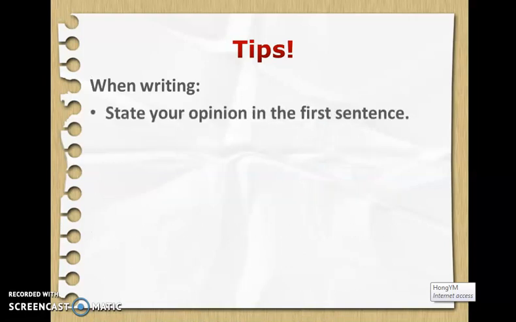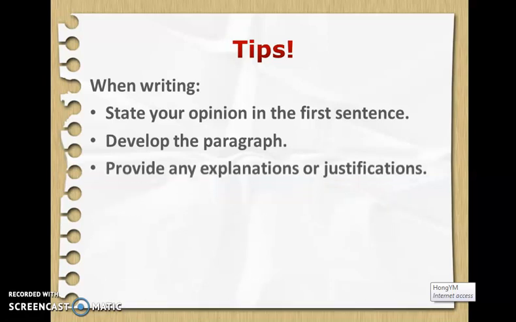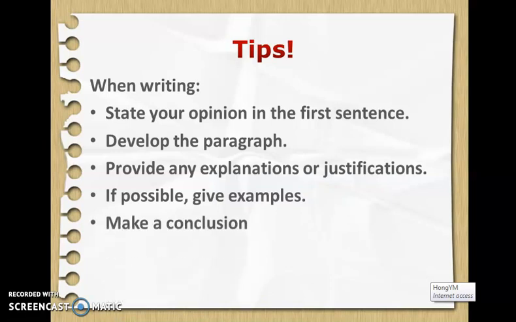When writing, state your opinion in the first sentence, that is your topic sentence. Develop the paragraph by clearly stating your supporting arguments. You provide any explanations or justifications. If possible, you give examples. And you make a conclusion, that is to end the paragraph by rephrasing your opinion or make a general comment.